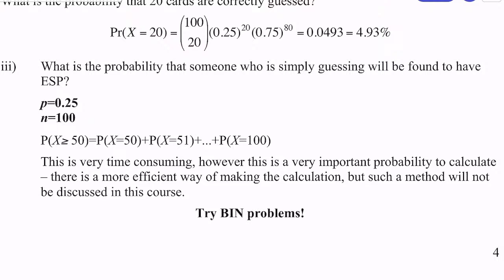And what we want to find is this. So we have a long table of values, right? We would have to find each of these in that table. X equals 50, x equals 51, up to x equals 100. Remember, this is a discrete distribution, so we can calculate each of these, and then we want to sum them. Now this is very time consuming. However, it's very important that we be able to calculate this probability. So you could use Excel to do something like this, right? You could set it up, but even that is rather tedious.